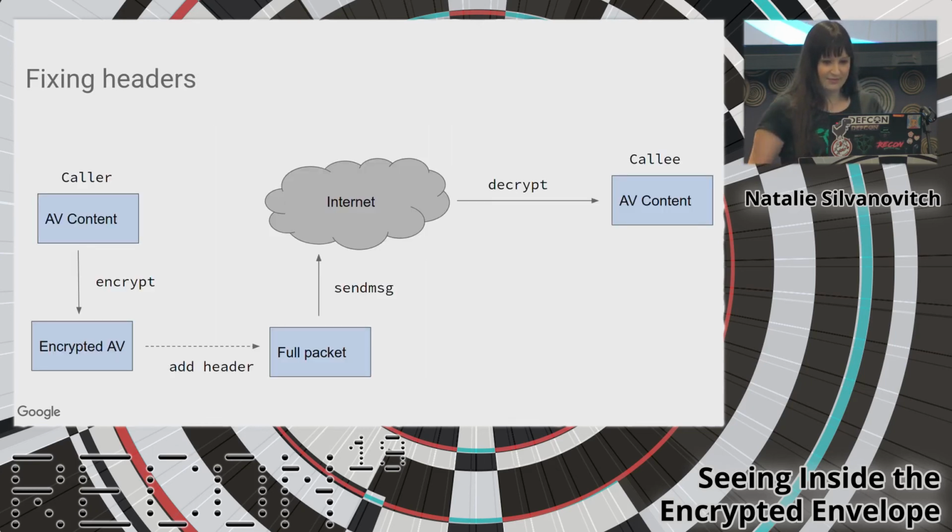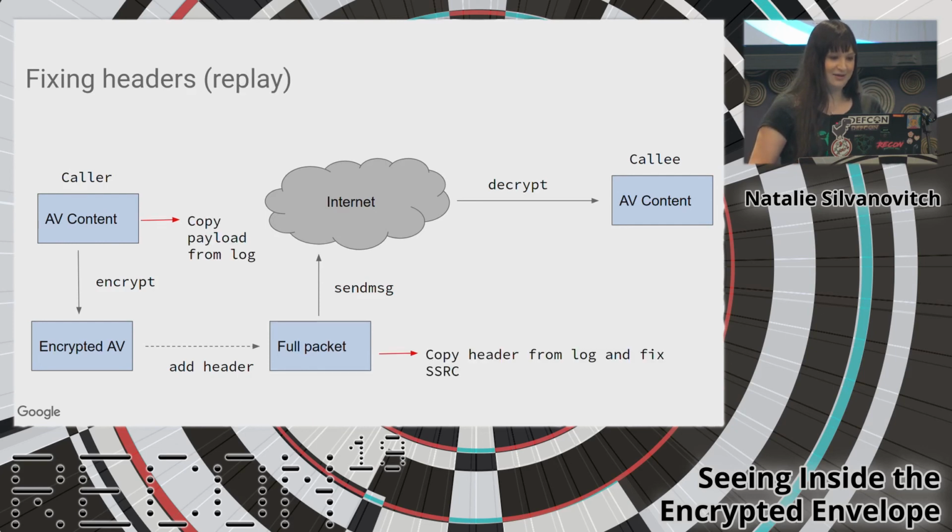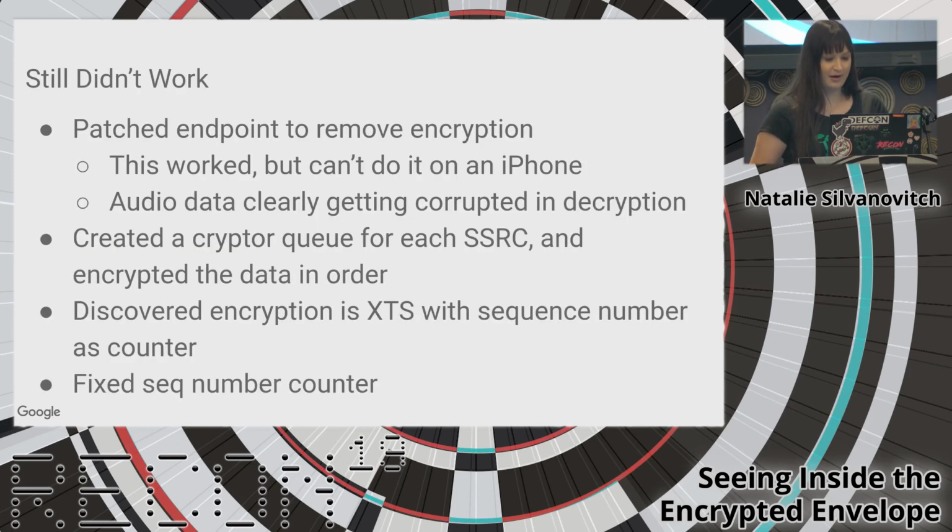So this is my model now, and I was logging the encrypted content and logging the header of the full packet. And then when I was replaying, I was copying the payload from the log and then copying the header and fixing the SSRC. This didn't work. This is where I tried the network thing where I removed all the encryption just to make sure that I'd identified everything correctly, and with no encryption, this all worked.